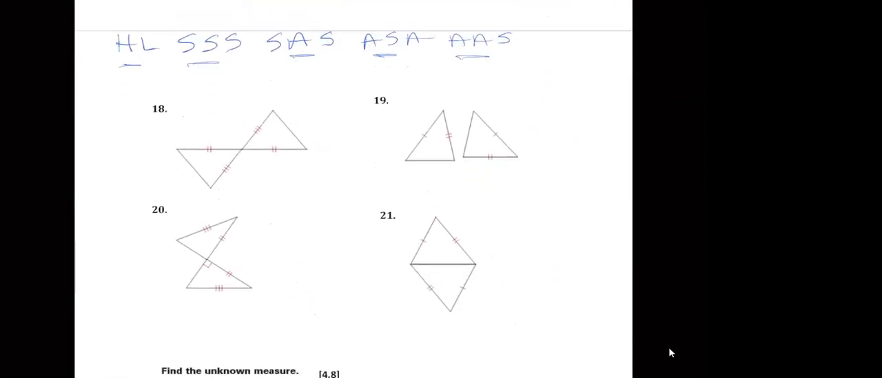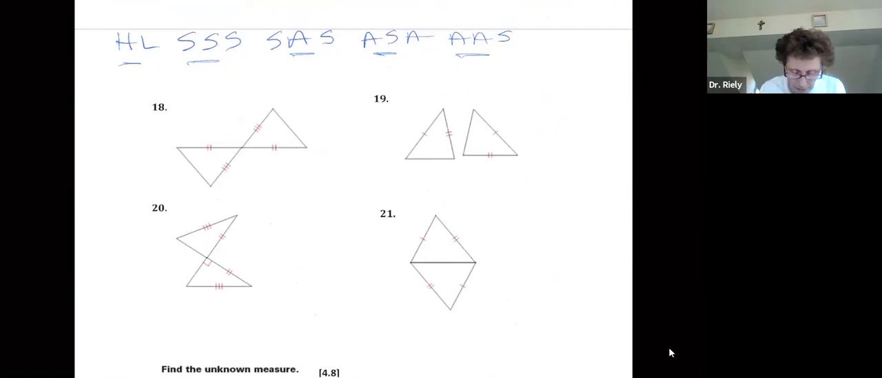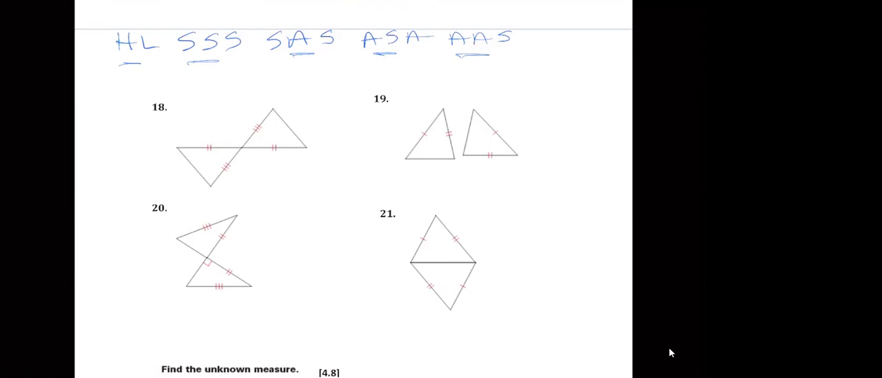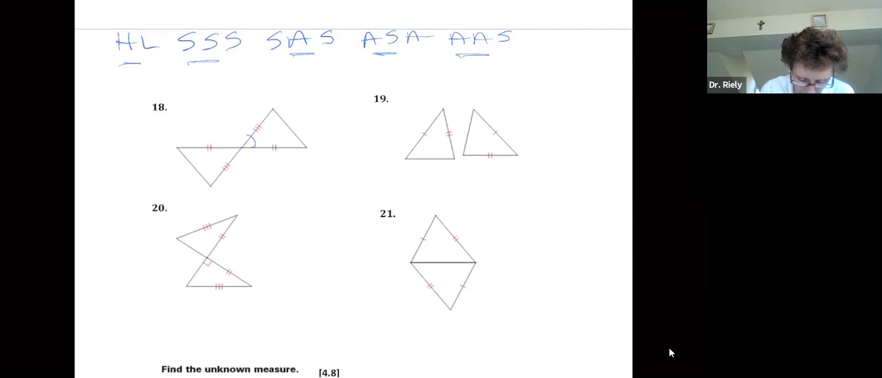For number 18, I got SAS. Okay, I agree with you. What angle did you have to put in? Because there are no angles marked, you can't get SAS without an angle. So what did you have to add? The angles intersecting the 2 triangles. Yes, these are vertical angles. That's exactly right. If you do that, that will get you side-angle-side. Good job.